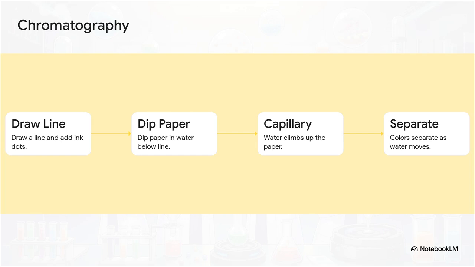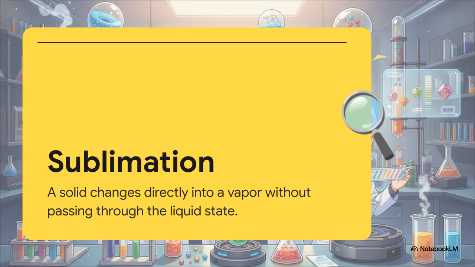Next, we have paper chromatography, which is just an incredibly elegant method. Water climbs up a piece of paper through capillary action, and as it goes up, it drags a single ink dot along with it, separating out all the hidden color pigments, based entirely on how soluble they are in the climbing water. Finally, for certain heterogeneous mixtures, we have a process that sounds like pure magic: sublimation.